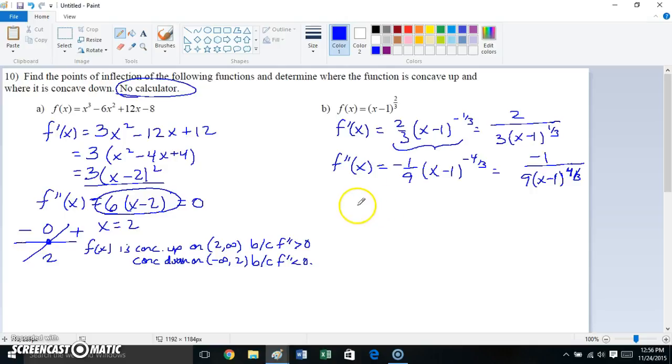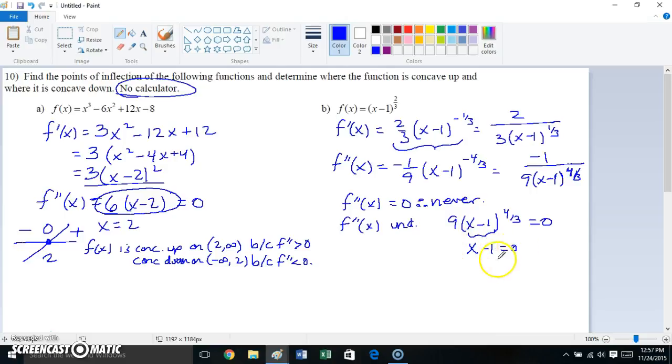All right, so the second derivative equals 0 never. There are no places for x where the second derivative is 0. But the second derivative is undefined when the denominator is 0. That happens when x-1 is equal to 0, so x is equal to 1. So we can't just assume, because we found a 0 of the second derivative, that there's a change in concavity happening. So take a look at your number line.